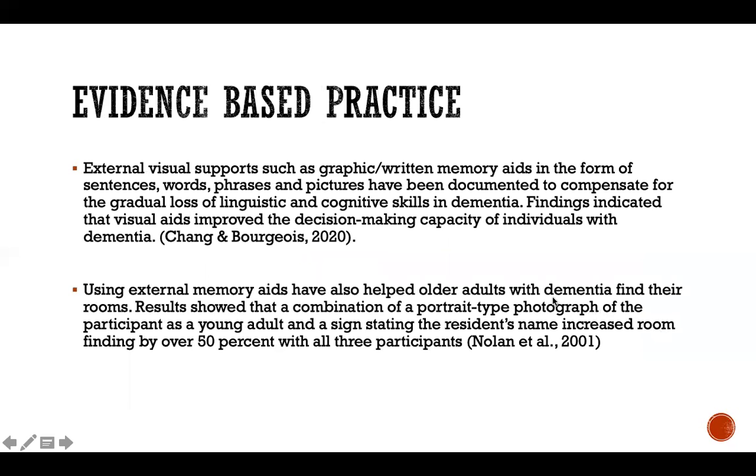So, some of the evidence based practice behind why I chose these compensatory aids was because external visual supports, such as graphic written memory aids in the form of sentences, words, phrases, and pictures, have been documented to compensate for the gradual loss of linguistic and cognitive skills in dementia. Findings indicated that visual aids improved the decision making capacity of individuals with dementia.